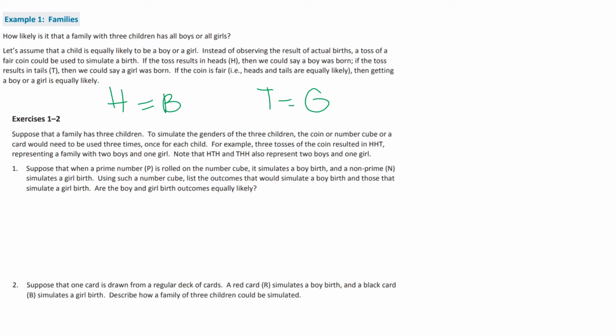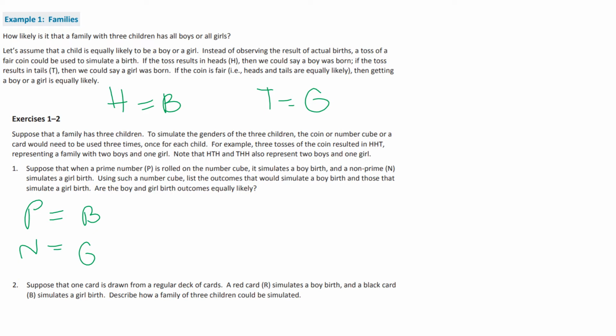Suppose that when a prime number is rolled on the number cube, it simulates a boy birth. And a non-prime number simulates a girl birth. So we have prime is going to be for a girl and not prime is going to be for a boy. Oh, I think I flipped that around. So prime is going to be for a boy and non-prime is going to be for a girl. Using the number cube, list the outcomes that would simulate a boy birth and those that would simulate a girl birth. Are they equally likely?